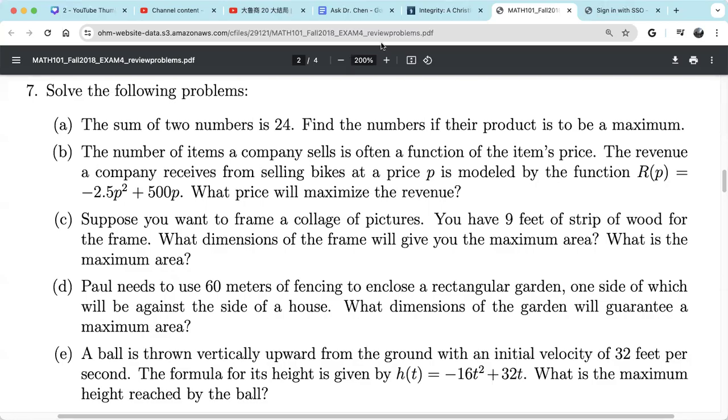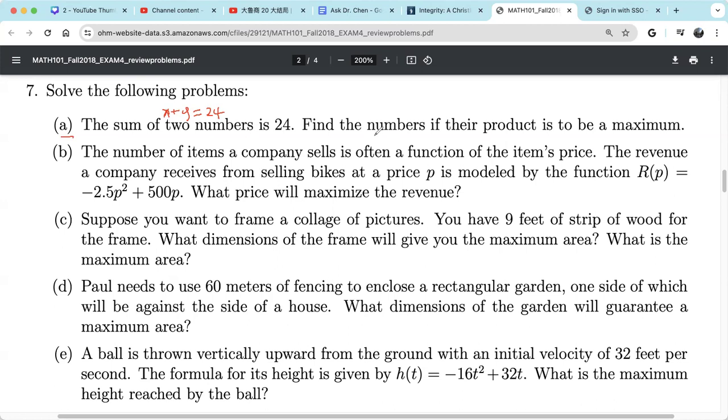Let's see some life applications. So we apply mathematics in life. Let's see, the sum of two numbers is 24. So this gives us an equation, right? If we call one number x and the other number y, the sum means add them up, which equals 24. So we translate this English into a mathematical equation: x plus y equals 24.